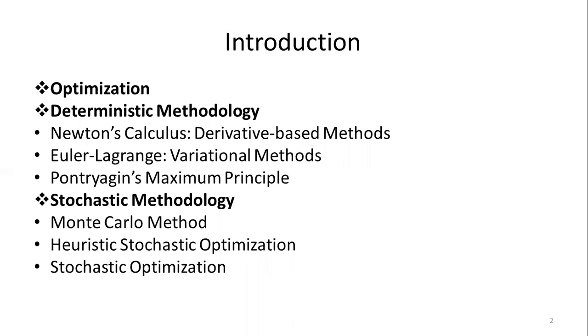In the stochastic methodology, there is the Monte Carlo method, which can be used to solve equations, or it could be used as an analog simulation of a process. There are heuristic stochastic optimization techniques such as genetic algorithms, particle swarm optimization, simulated annealing, etc. So there are two methodologies, deterministic and stochastic.